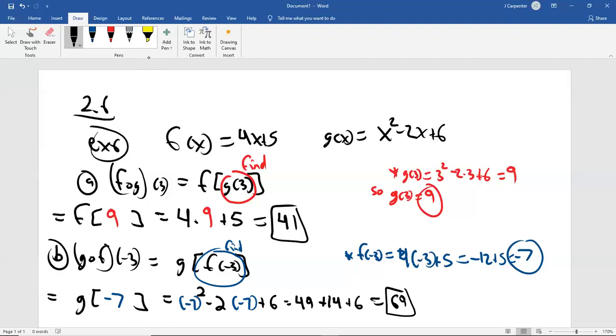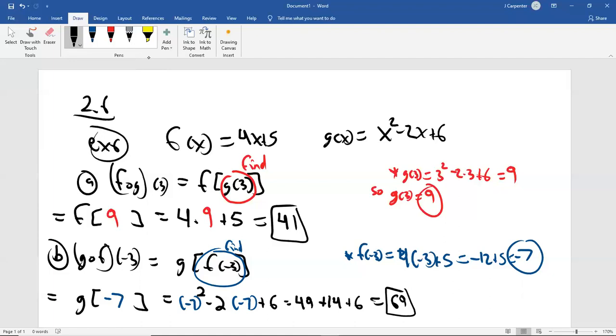Now, here's a cool feature, though. We already knew what f of g of x and g of f of x were written as functions. Hopefully you're taking good notes, students. For a, the f of g of x was 4x squared minus 8x plus 29. So here's something cool. Knowing that that composition is 4x squared minus 8x plus 29, I could actually have just taken the 3 and plugged it in there, and guess what? The answer would have been 41.